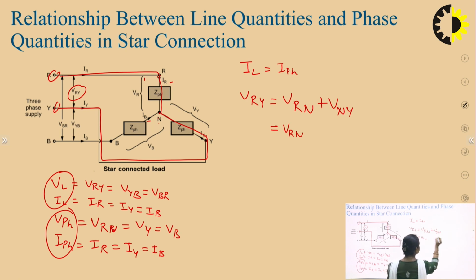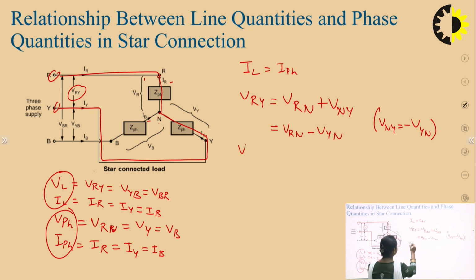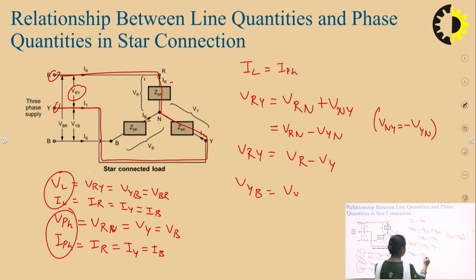And here you can write this VNY is equal to minus of VYN, right? So we will write VRY is equal to VRN minus VYN, or simply we can write VRY is equal to VR minus VY. Or in a similar way you can write VYB is equal to VY minus VB, right? Or you can write VBR is equal to VB minus VR.